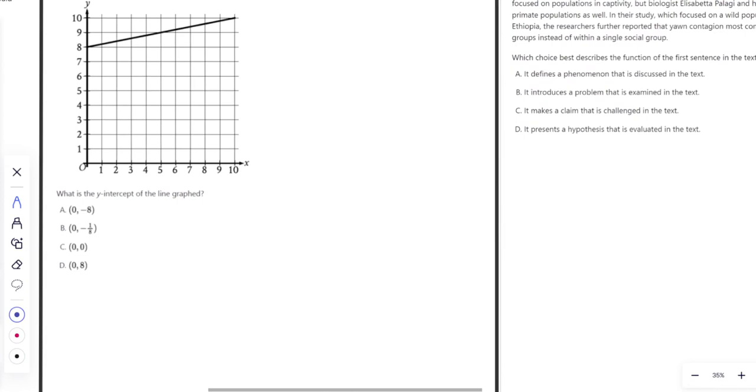Okay. Our next question is asking about the y-intercept of this line. This one shouldn't be too bad. I think most of you guys can get this right away. The y-intercept of this line is just going to be where it intercepts the y-axis, which looks to be at x equals 0, y equals 8. So in ordered pair form, that's going to be answer choice D.